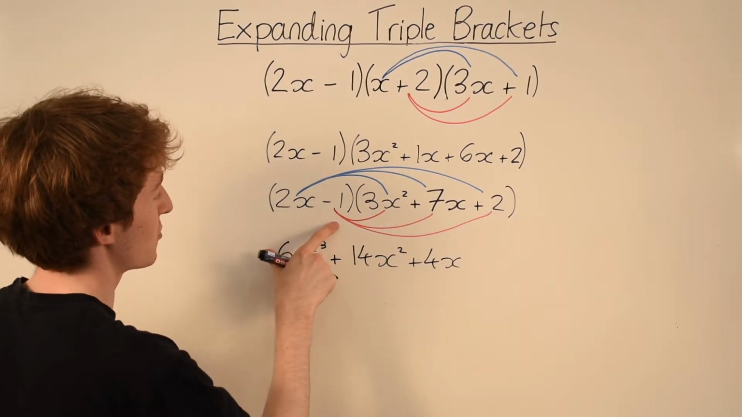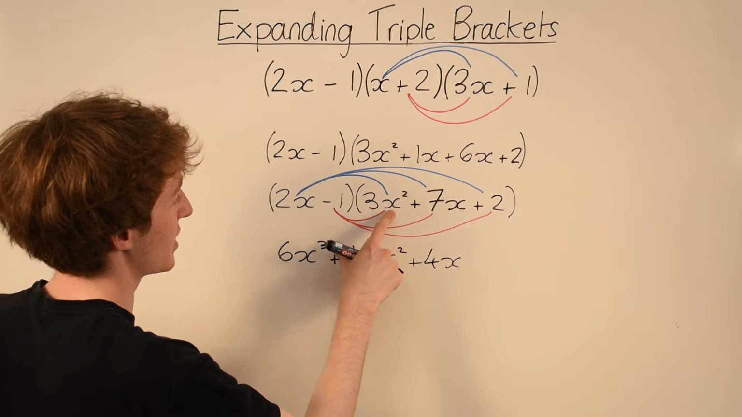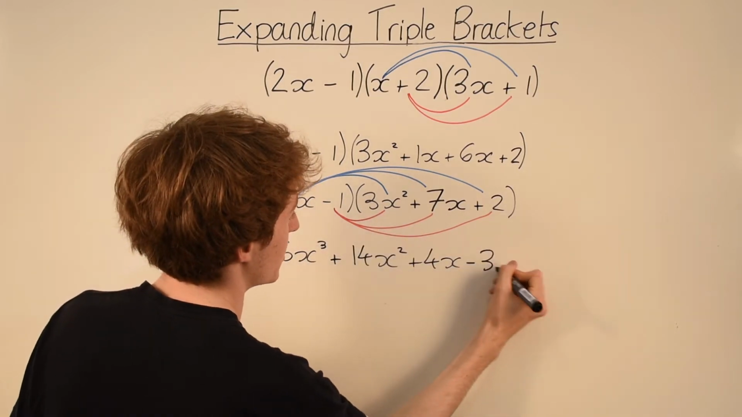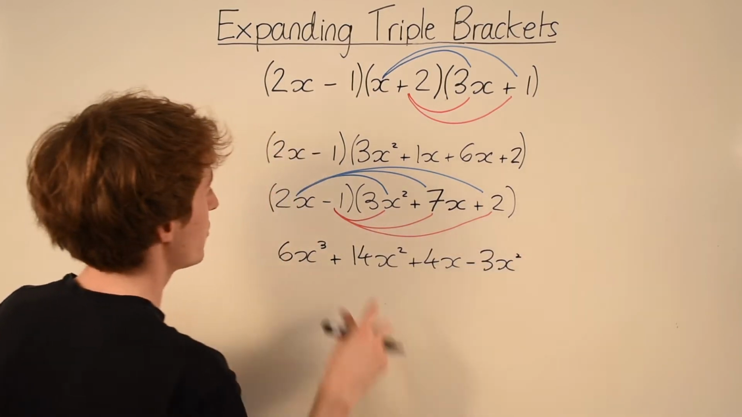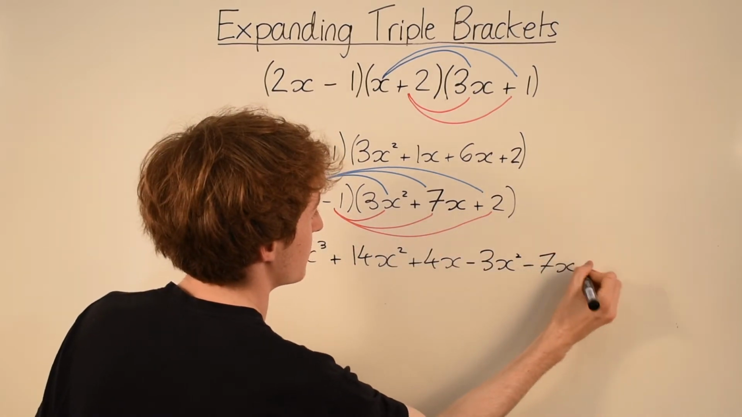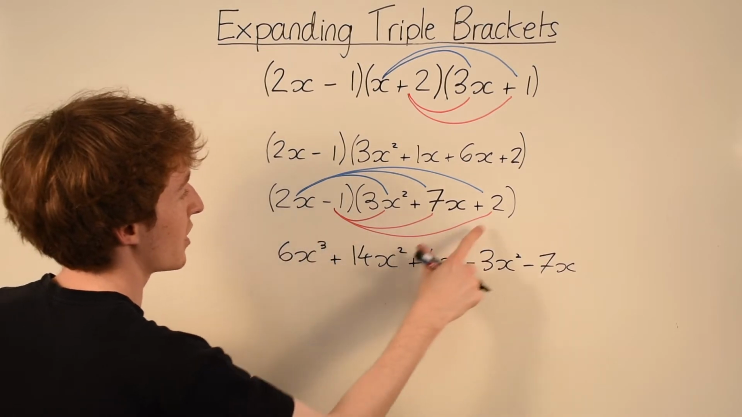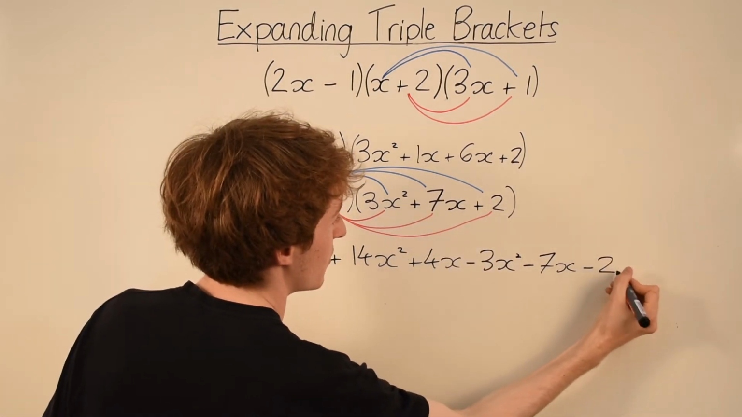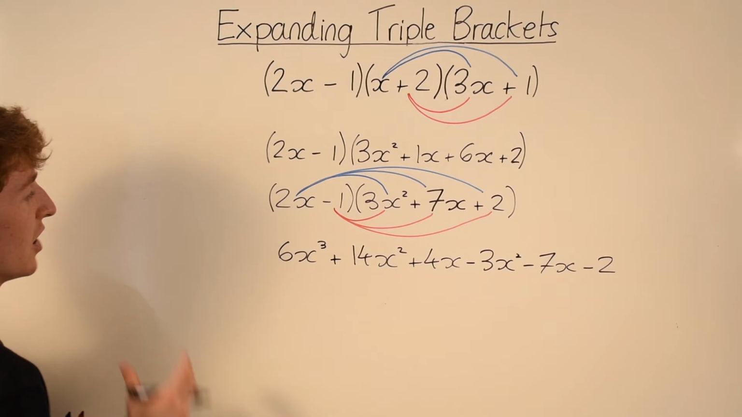Okay, let's move on to the red ones now. We've got minus 1 times 3x squared, which is minus 3x squared. We've got minus 1 times plus 7x, which is minus 7x. And then we've got minus 1 times plus 2, which is minus 2. Okay, we're nearly there now.